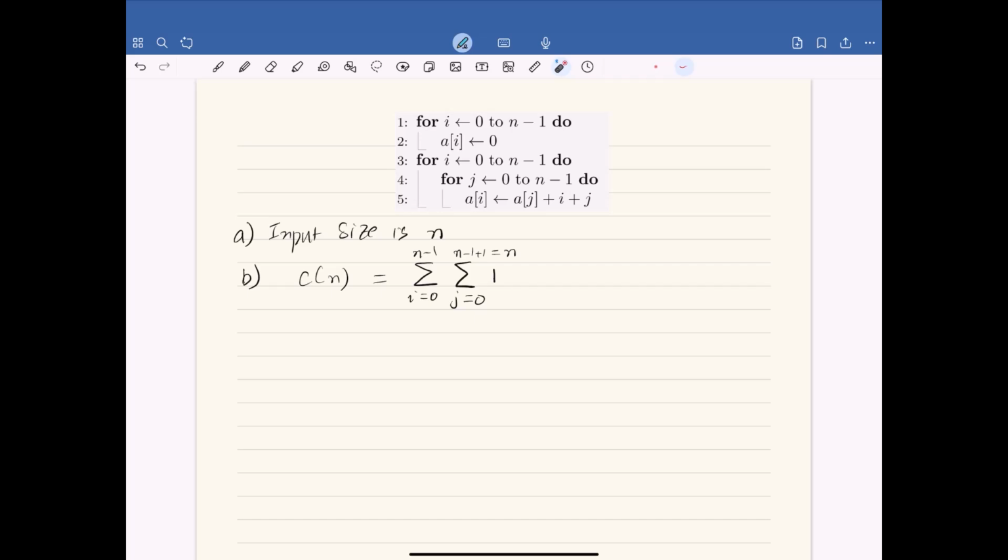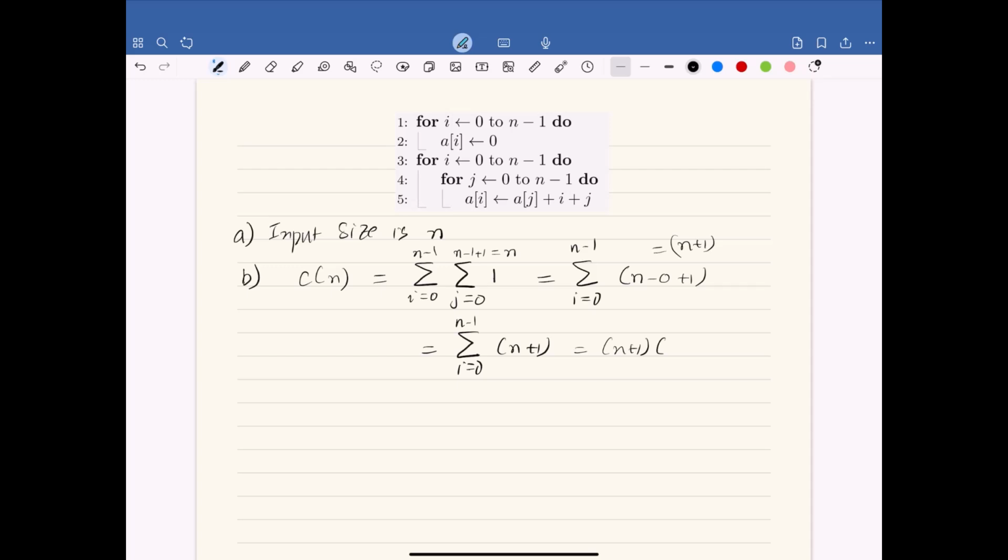Now we need to evaluate these two summations. So this is equal to the summation, i goes from 0 up to n minus 1, of the summation of 1, so the answer will be n minus 0 plus 1, and the answer for this is in fact n plus 1. So this is equal to the summation i goes from 0 up to n minus 1 of n plus 1. Now since n plus 1 does not depend on i, we can take it outside the summation and replace the summation with 1.